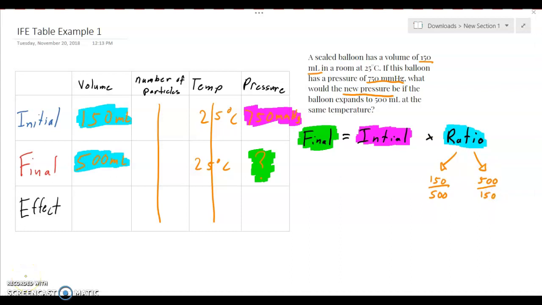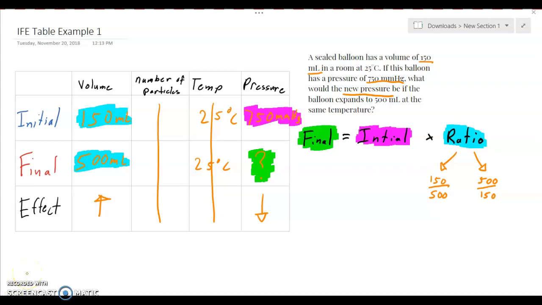At this point, you are probably asking yourself, well, which one do I use? This is where the effect row comes in. What I have to do is remember my relationships from the previous labs and try to fill out some arrows at the bottom to help me with this choice. I see that the volume increases from 150 to 500, so I'm going to put in an upward arrow here. And I know that when number of particles and temp is held constant, if the volume increases, the pressure should decrease.